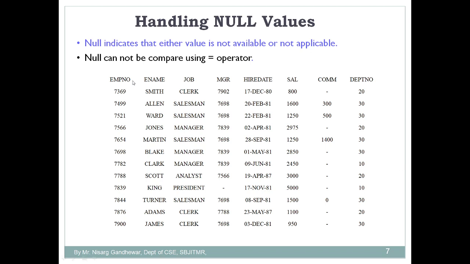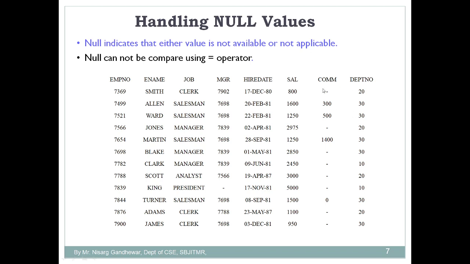Let's take a simple example of an employee table. From this employee table, you come to know that it contains information of employee number, name, job, manager, hire date, salary, commission and department number. Here you find that for Smith, commission is not there. That means this is a null. Null means either the value is not applicable or it is not available. So for employee Smith, commission is not available. That means this value is treated as a null. Similarly, for the employee Allen, commission is 300. That means a value is present, so it's not a null.